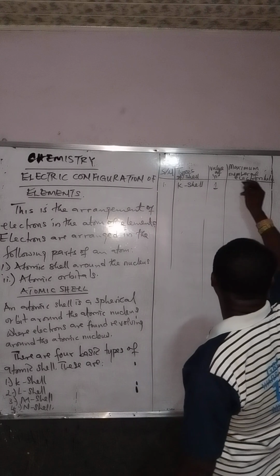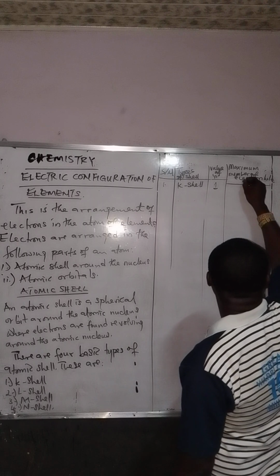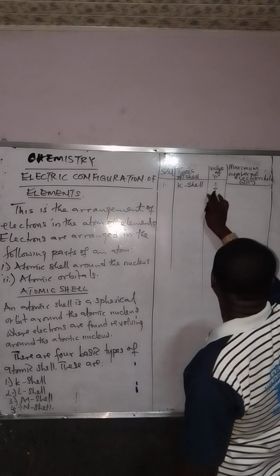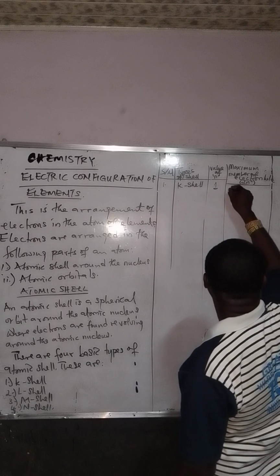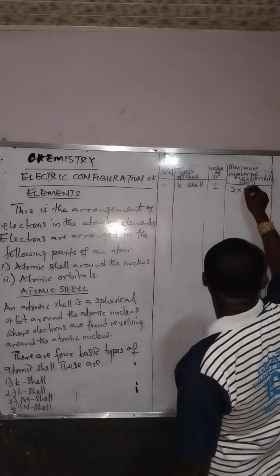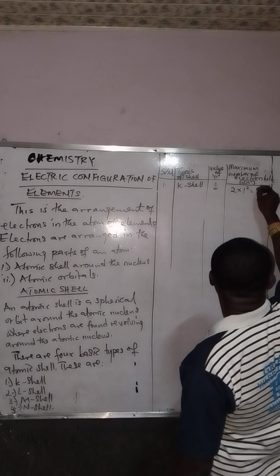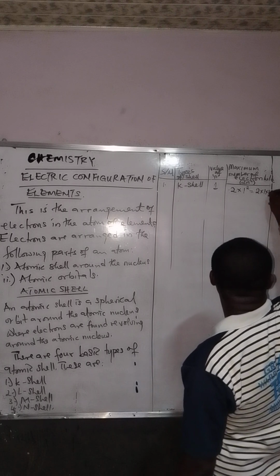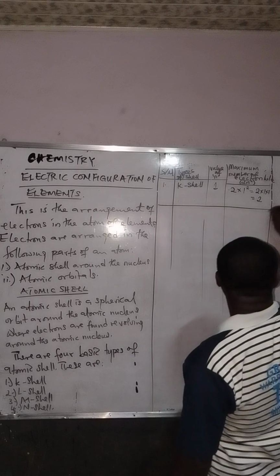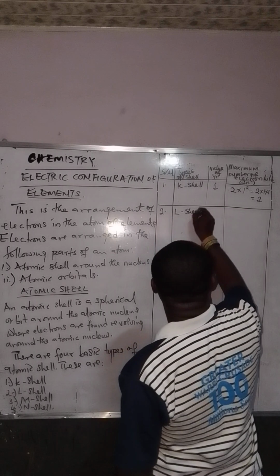And the formula for calculating the maximum number of electrons that a shell carries is 2n squared. That's the formula, 2n squared. So if your n is 1, you already have 2 times 1 raised to the power 2, which is 2 times 1 times 1. So that is 2. So K shell can carry a maximum of 2 electrons.